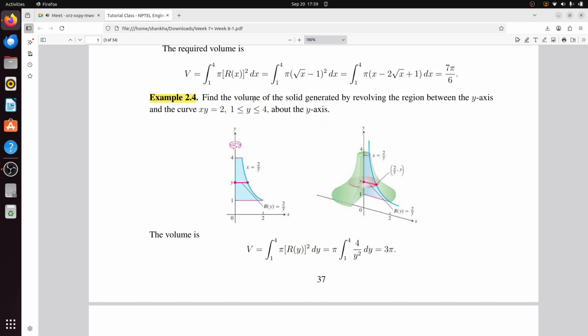Okay, so you have the curve xy equal to 2, and you need to rotate it about y, so you need to write x in terms of y, so it becomes x equal to 2 by y. Your y you need to vary from 1 to 4, so V will be the integral from 1 to 4 of pi times r(y) whole square, which is 4 by y square, dy, and this will be equal to 3 pi.